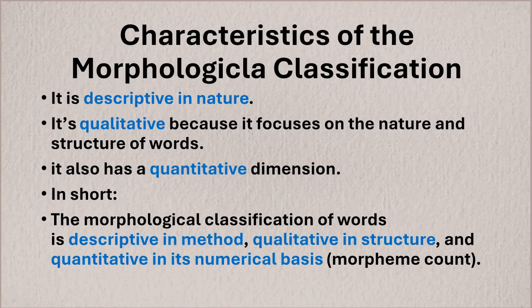Second, it is qualitative because it focuses on the nature and structure of words. Linguists use this approach to understand the composition and function of morphemes within words. Third, yes, it also has a quantitative dimension because it counts how many morphemes a word contains. The classification itself, mono, bi, tri, poly, is based on the number 1, 2, or more morphemes. So at a basic level, this categorization is numerically grounded. You can measure and compare words by morpheme count. In short, the morphological classification of words is descriptive in method, qualitative in structure, and quantitative in its numerical basis, morpheme count.